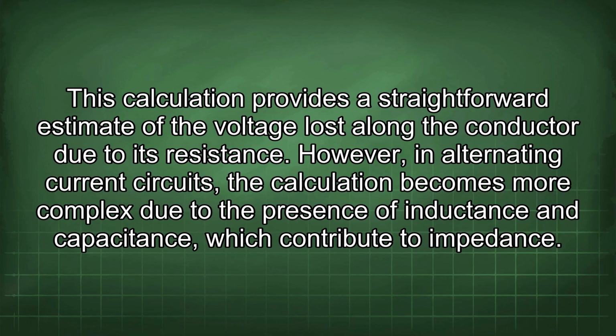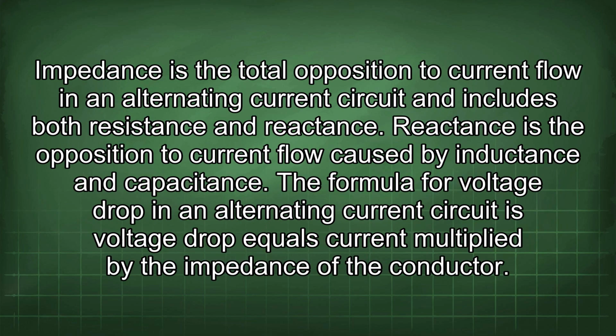This calculation provides a straightforward estimate of the voltage lost along the conductor due to its resistance. However, in alternating current circuits, the calculation becomes more complex due to the presence of inductance and capacitance, which contribute to impedance. Impedance is the total opposition to current flow in an alternating current circuit and includes both resistance and reactance. Reactance is the opposition to current flow caused by inductance and capacitance.